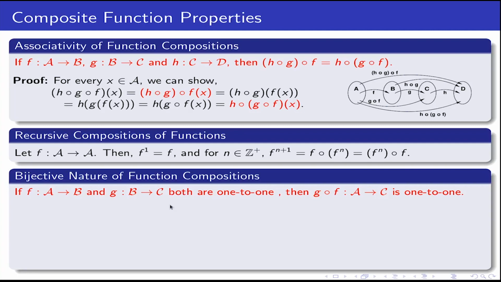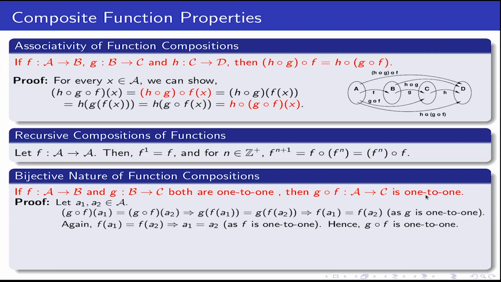If you think of the definition of 1 to 1, what do I need to prove? I need to prove that if G∘F(x1) equals G∘F(x2) for two different x1, x2 in A, then x1 should be equal to x2. So let us assume for two different A1, A2, G∘F(A1) equals G∘F(A2), which means that G of f of A1 equals G of f of A2.